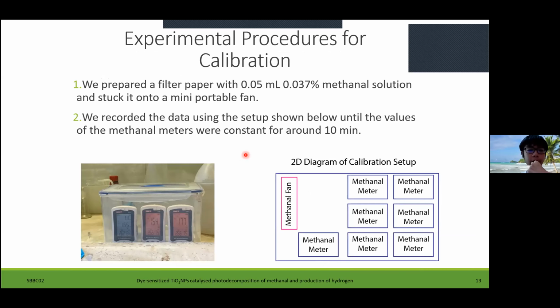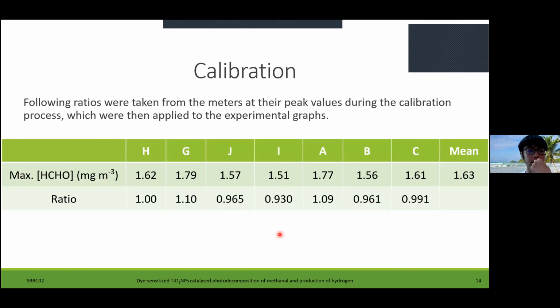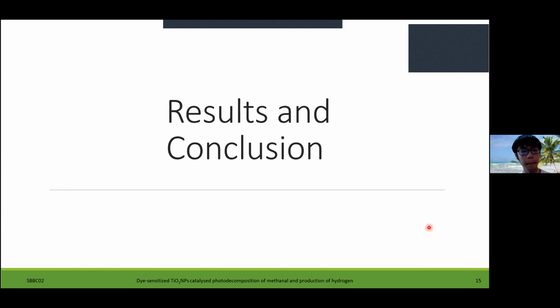mini portable fan. And then we record the data until the values of the meters were constant for around 10 minutes. And then we compare the values we taken from different meters and we divide it over the mean, and the ratio is applied to the experimental graphs. Now I will talk about the results and conclusion.